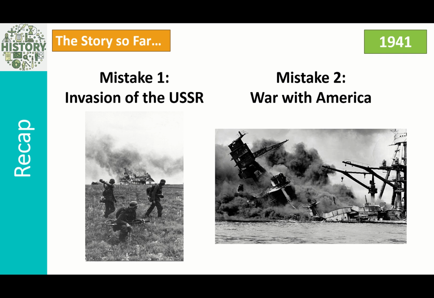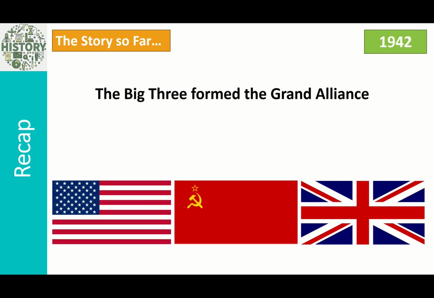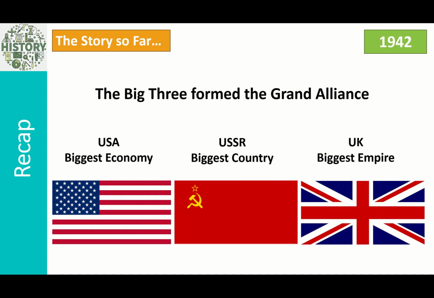So it's quite a bit of recap here, just going back over the story that 1941, Hitler makes his 2 key mistakes. And we have the formation of the Grand Alliance. Grand because they are the 3 biggest of the things that they're good at. America, biggest economy. USSR, biggest country. UK, biggest empire.